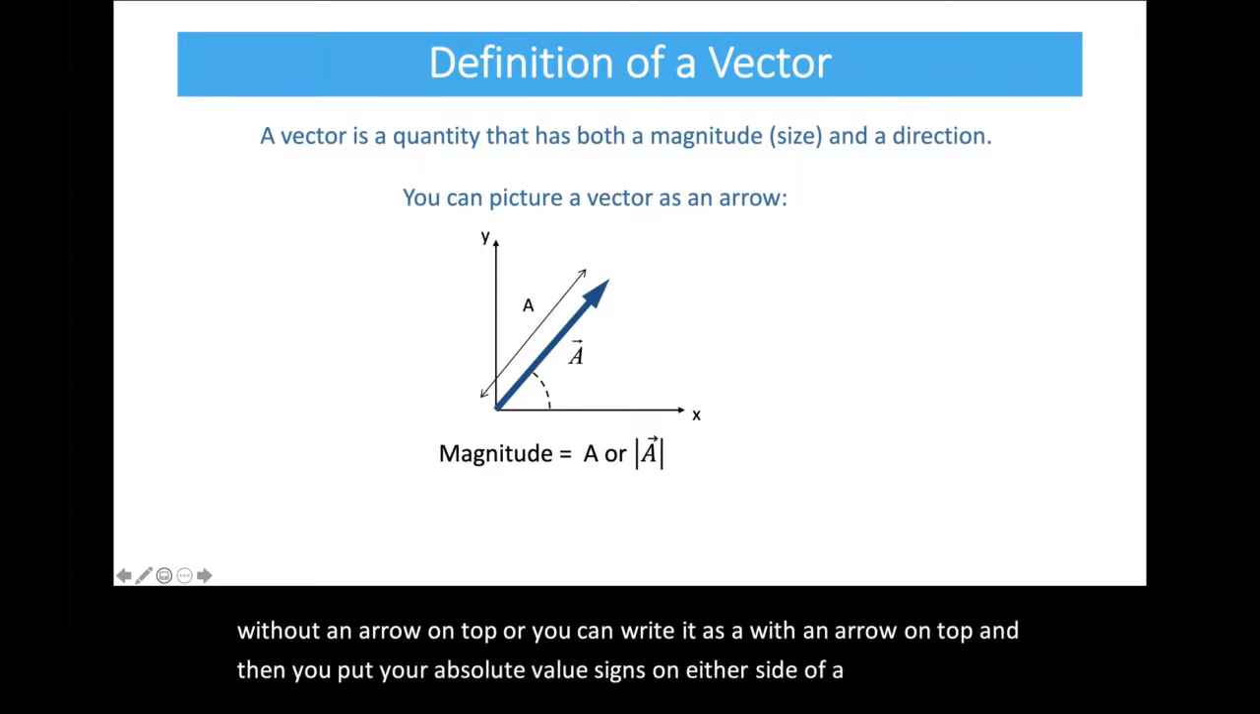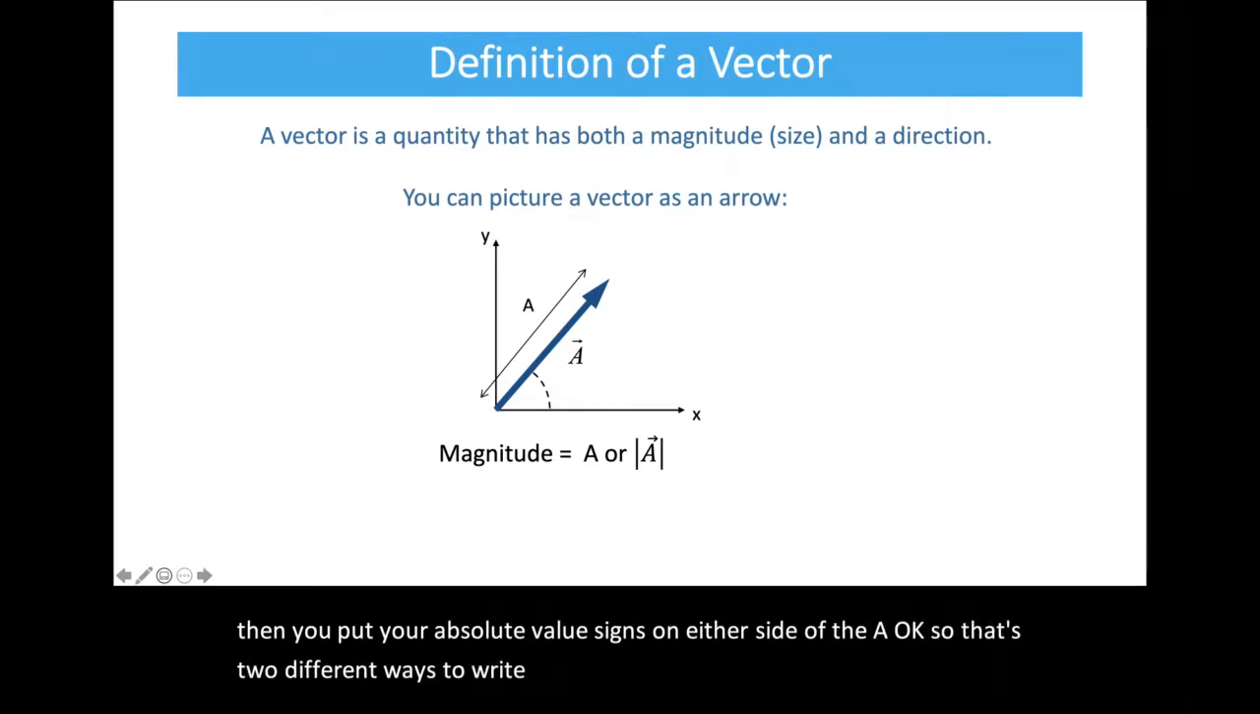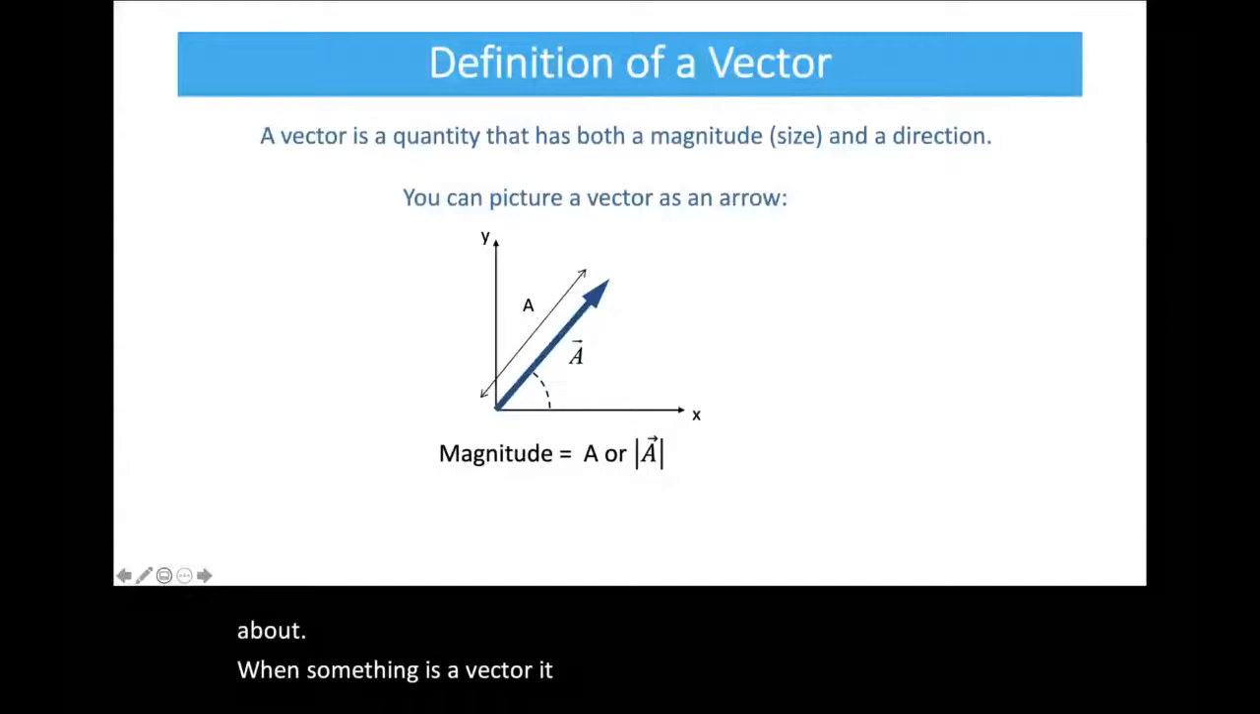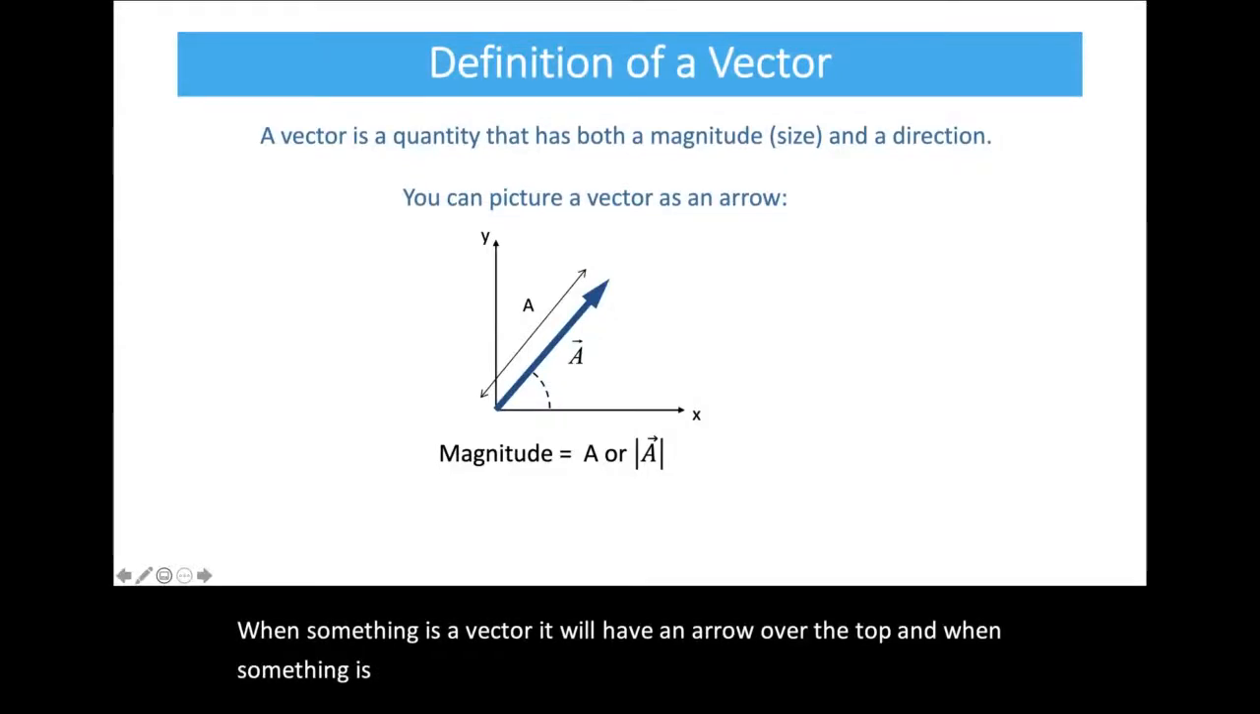Okay, so that's two different ways to write the magnitude or the length of a vector. All right, and you'll see when I go through things, I'm very careful about when something's a vector, it will have an arrow over the top, and when something's a magnitude, it will not have an arrow over the top.